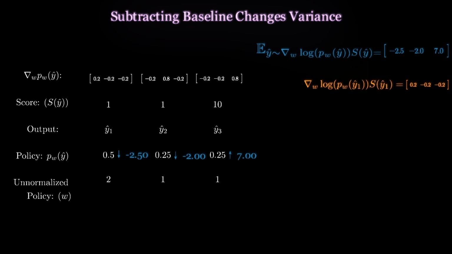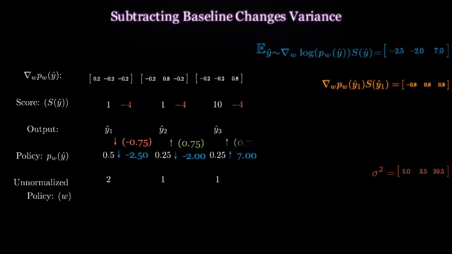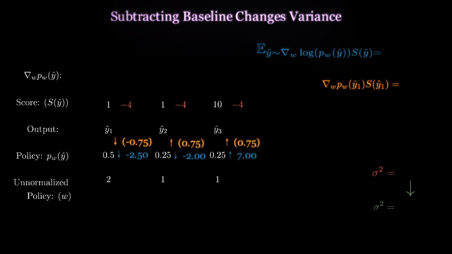sample one of the first two outputs, then our estimated gradient is positive for that output. This happens because even though the score is really low, it's still a positive number. This makes our estimated gradient quite different to the true gradient, so we have a large variance. If we first subtract 4 from every score, then no matter which output we sample, we get a gradient that pushes the sampled output's probability in the same direction as the true gradient. Hence the variance is lower, and we need fewer samples to approximate the gradient.